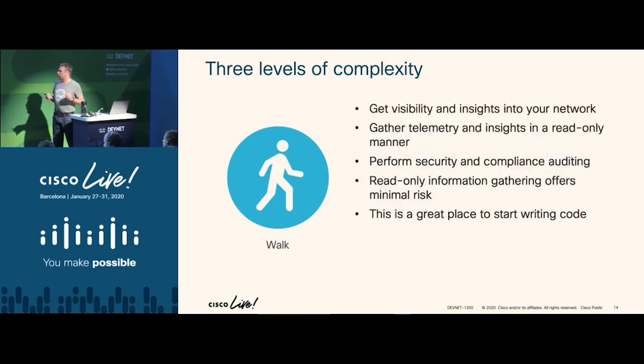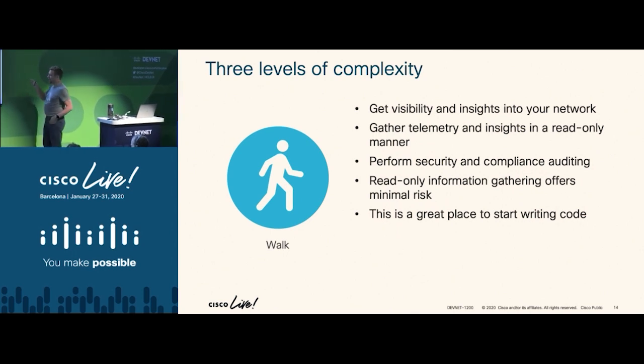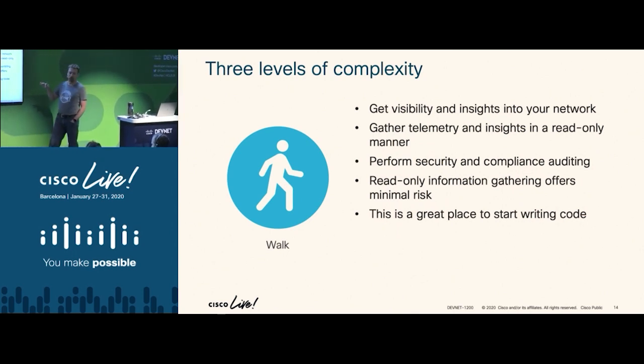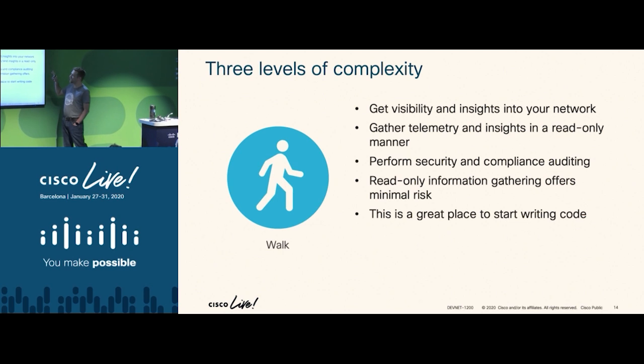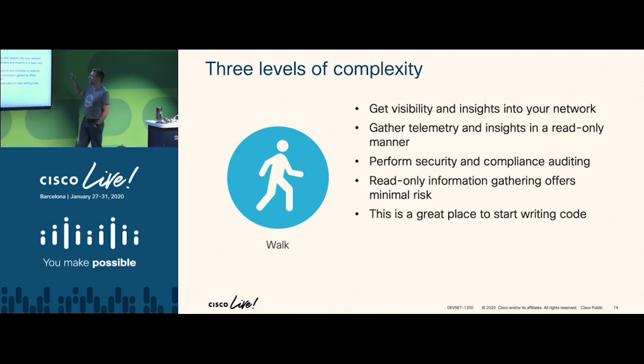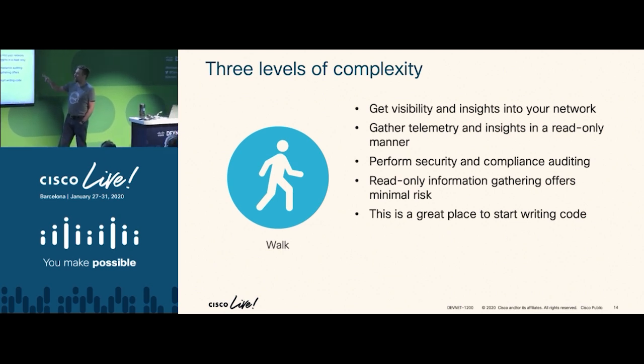The examples I mentioned were just a few that I heard at most customers. But here are some things to think through as you're doing that brainstorming. In the walk category, I typically consider things like visibility and insights. So you want to get stats on which interfaces are taking errors, or you want to know when links are flapping, things like that. You want to grab ongoing telemetry information in a read-only manner.